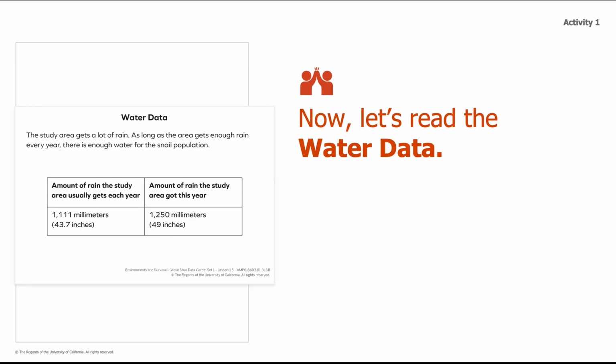Now, let's read the water data. The study area gets a lot of rain. As long as the area gets enough rain every year, there is enough water for the snail population. We have some ideas about what this might mean, but we need some more information about whether their water needs can be met. Let's look more closely. Amount of rain the study area usually gets each year, 43.7 inches. Amount of rain the study area got this year, 49 inches. Seems like it was a really good year for the snails in regards to their water needs.